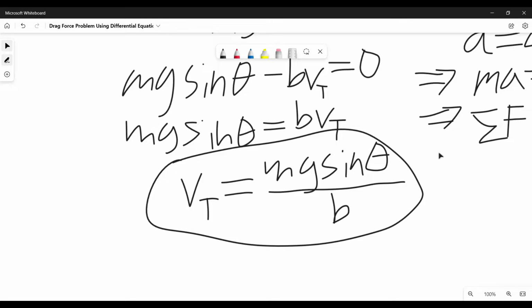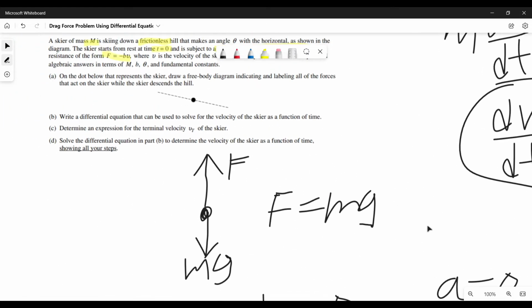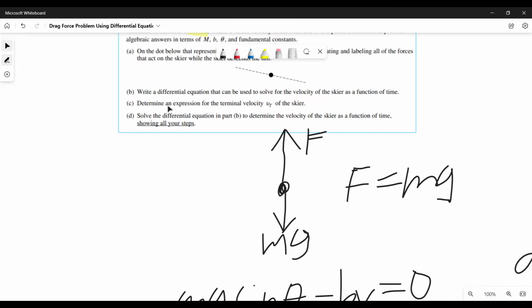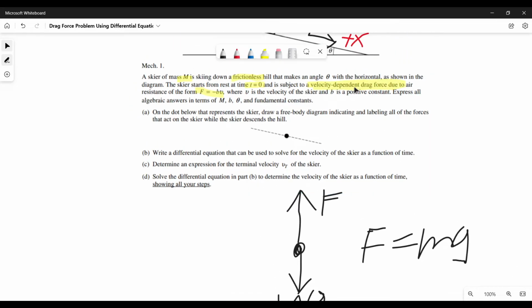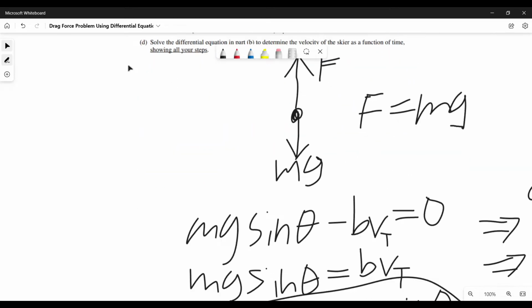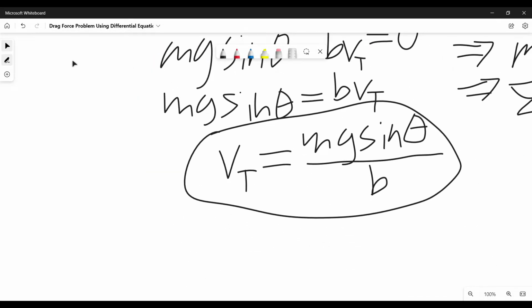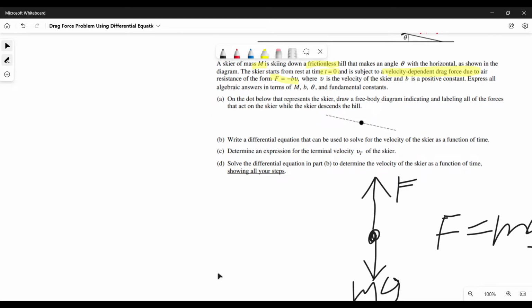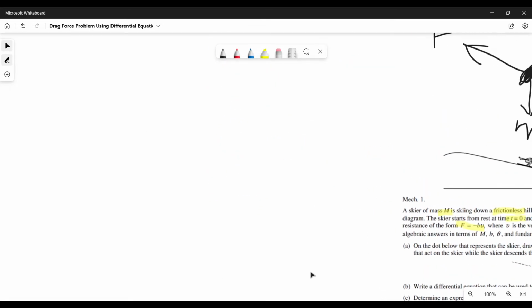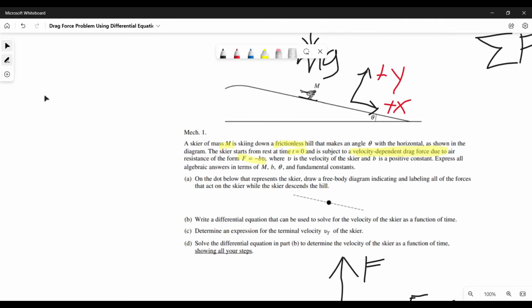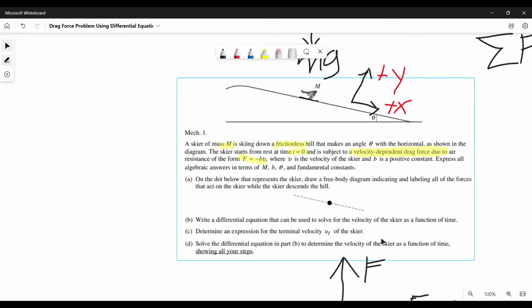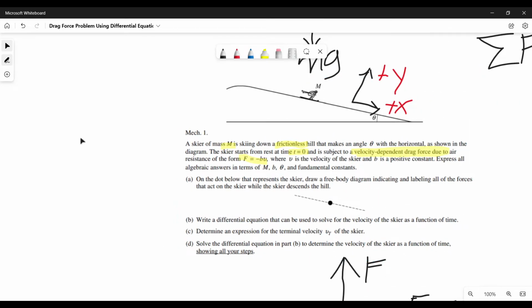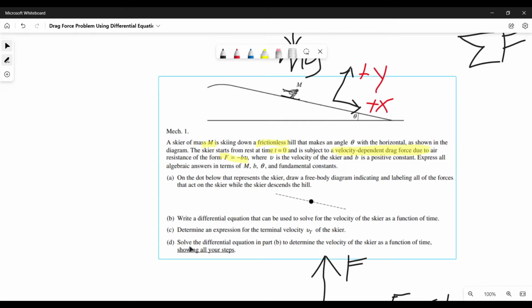Let's check. Back up here, you can see that it says solve your problems in terms of algebraic answers, m, b, theta, and fundamental constants. So far, we are just doing that. All right, final step is, of course, to determine a differential equation and solve it to get the velocity of the skier as a function of time. And we must show our steps underlined right here.